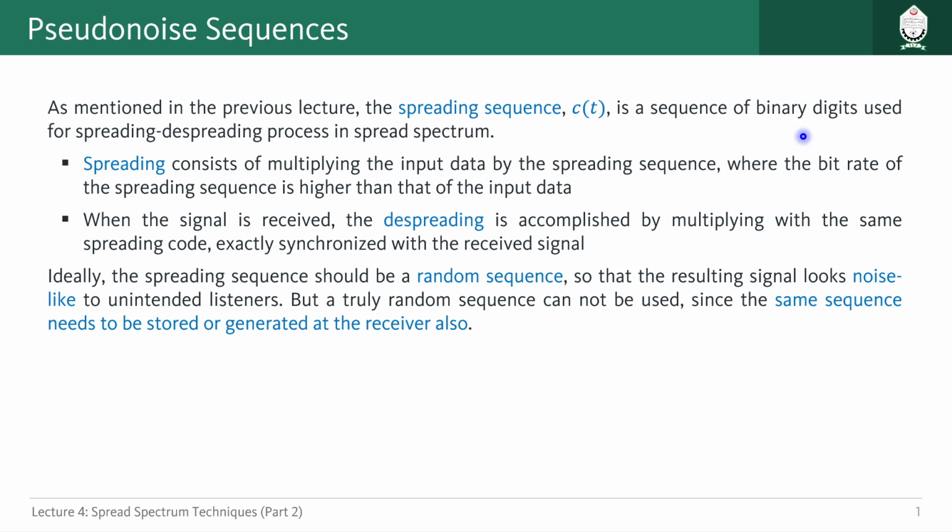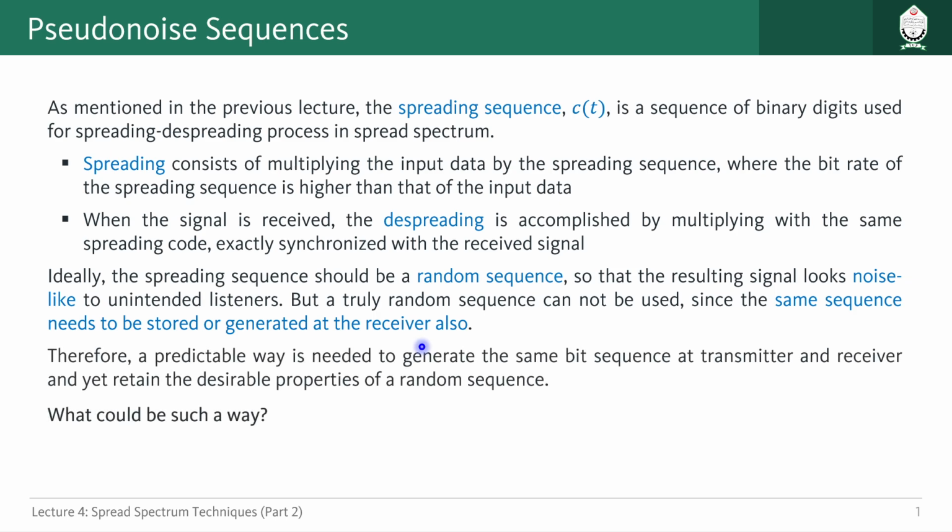Now ideally, this spreading sequence should be a random sequence, so that the resulting signal seems like noise to other users, other unintended listeners. For doing that, we should ideally use a truly random sequence. But if you do that, what will happen? The problem is that the spreading sequence we generate at the transmitter should be generated at the receiver also, the same sequence. And if this is a random sequence, obviously at the receiver we cannot generate the same signal. That's why we need some kind of solution for that.